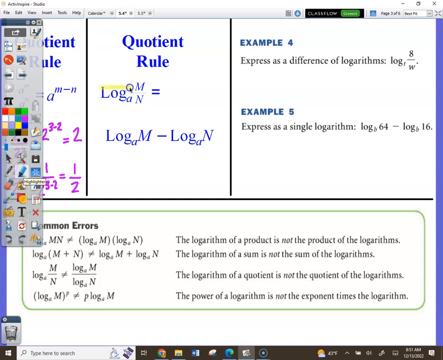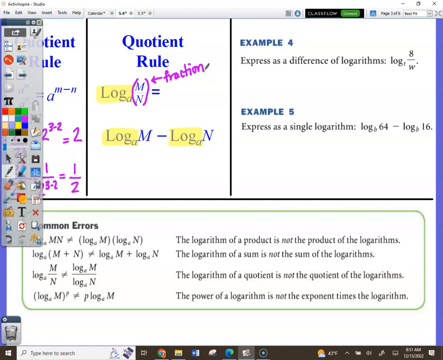We've got log base A of M divided by N. That is that whole thing right there. If you want to put it in parentheses, you can. That is your fraction. That's what you're fixing to work with and manipulate. We're going to manipulate it by writing it out in expanded form.